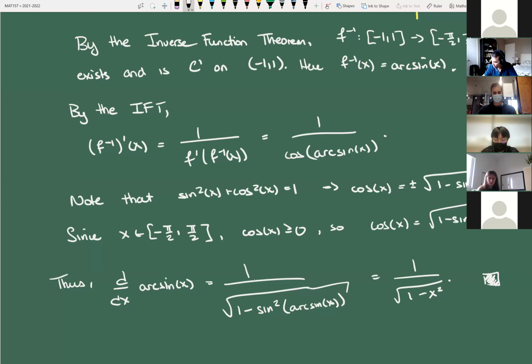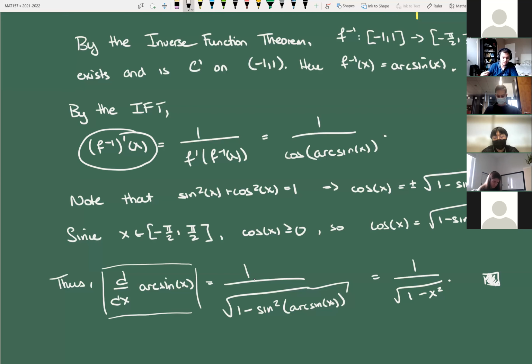So this is just me rewriting this, but now writing it in a way that made it more clear what we were computing, just that this is actually the derivative of arc sine, right? Because f inverse is arc sine. But if I just leave it as f inverse, sometimes you forget what it is you're actually computing. This isn't just some generic function. This is an interesting thing that we're actually doing. And so we've computed now the derivative of arc sine and we get this.